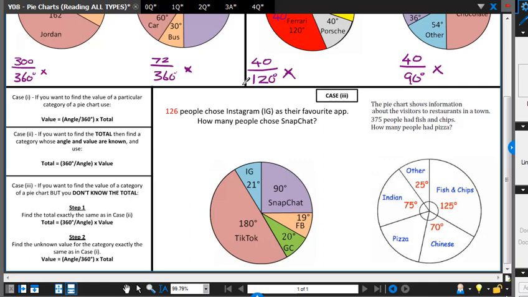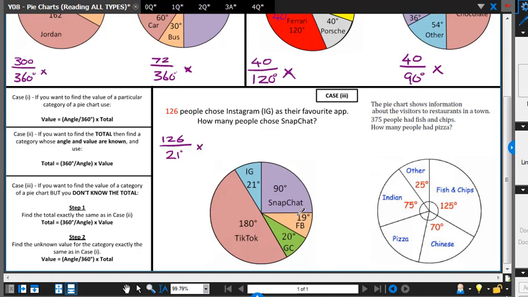So 126 people chose Instagram. How many chose Snapchat? So as I told you, the value of Instagram is 126. The angle is 21. And then we're just going to multiply with that. I'll just redo that. And then we're just going to multiply that by each angle. It's 21 degrees. You're just going to multiply that by each angle if you want the total.